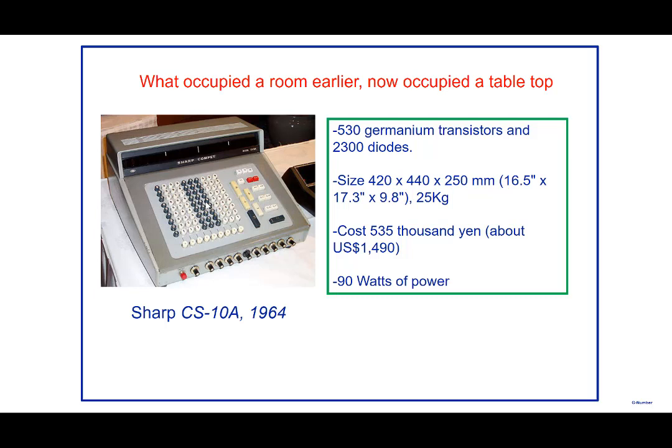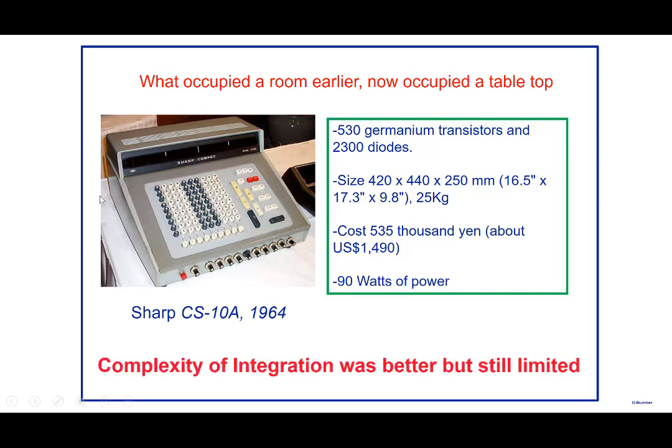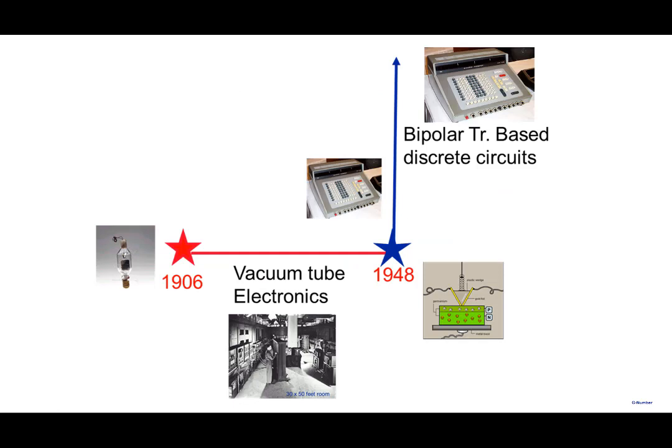Things became a lot smaller, would consume a lot less power, and were far more reliable. But you can still see that this calculator is not a very complex calculator. The number of components is not very high, but it is still occupying a significant part of a table. So the point is that even with the invention of the transistor, one could connect a lot more transistors, but it was still a problem. Let's go into that in a little bit more detail here.